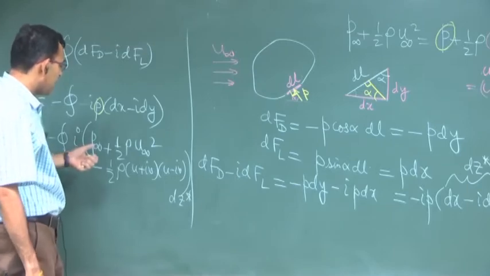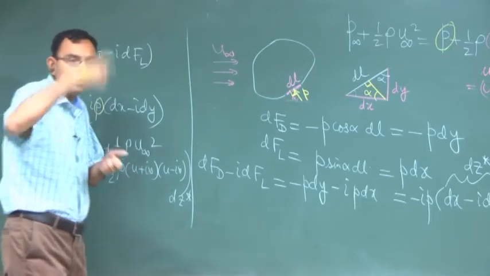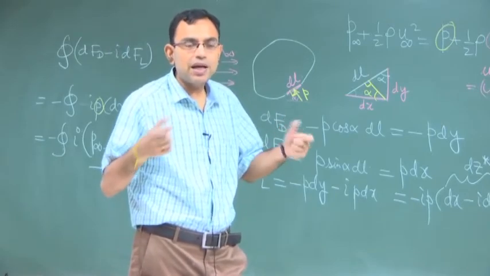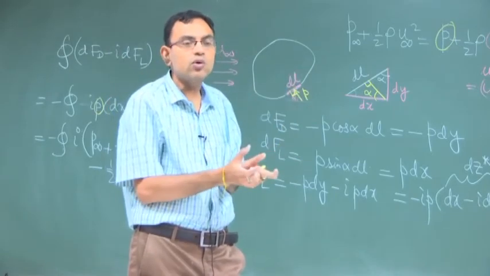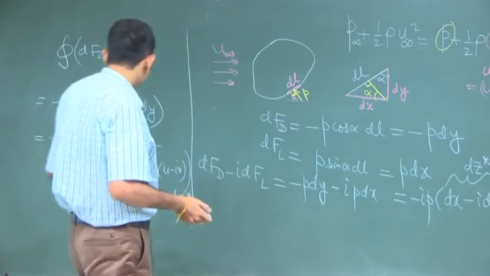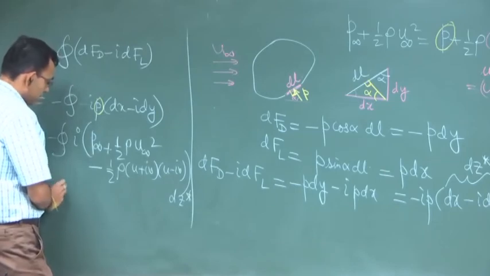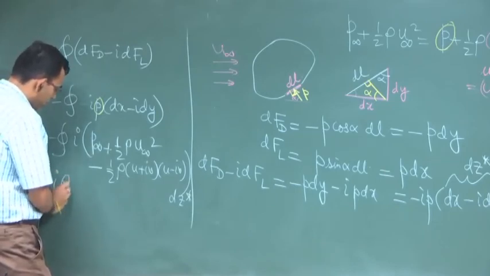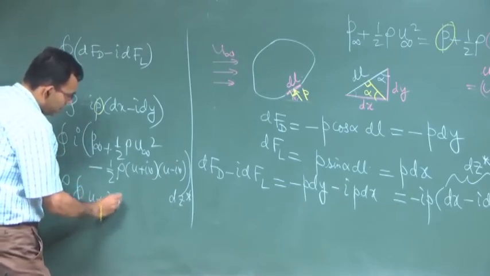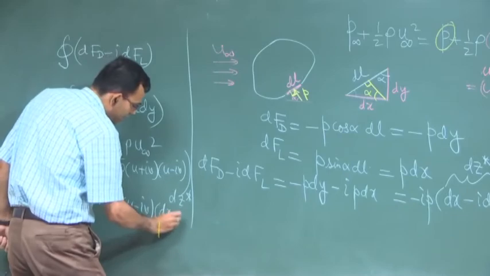One obvious thing is that the integration of p infinity plus half rho u infinity square, which is a constant over a closed contour, is 0, right. It is physically felt: if you have a uniform pressure distribution around a closed body, the net force because of the uniform pressure distribution is 0. So, this part will not contribute to the integration. So, you can write I rho by 2, this minus and minus makes it plus, u plus I v into u minus I v into dx minus I dy. Okay.